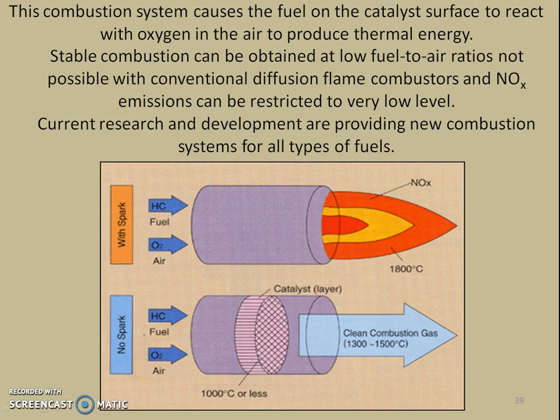So in real life, how does this help us? You can pause the video and read all this, but really what's happening is we have catalytic converters in our cars, and if we let the car run on its own, we would get something like 1800 degrees Celsius coming out, and that's really, really hot. But if we have this catalytic converter in here, we would end up with a cleaner combustion gas, and it comes out at 1300 to 1500 degrees Celsius.